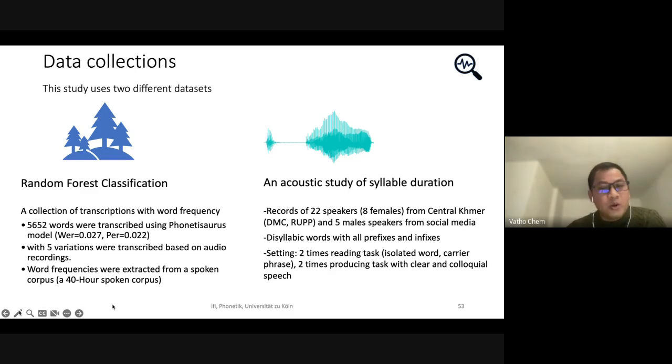The recordings took place in the studio of DMC, the Department of Media and Telecommunication at the Royal University of Phnom Penh. And there are 2 tasks for them. One is reading the isolated word and the carrier phrase. And the other is a 2-time producing task with clear and colloquial speech.